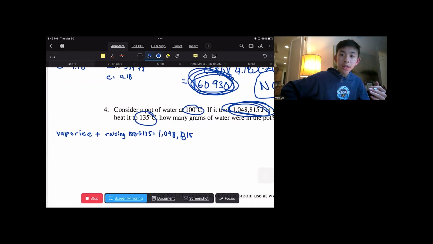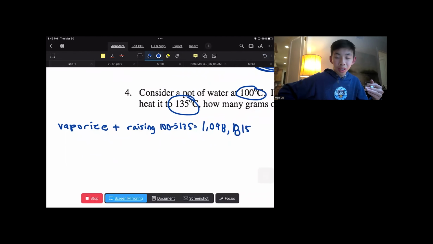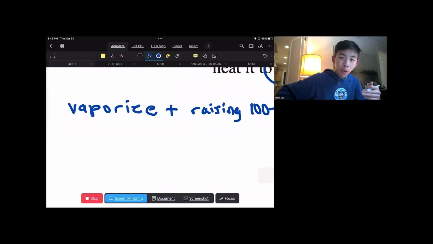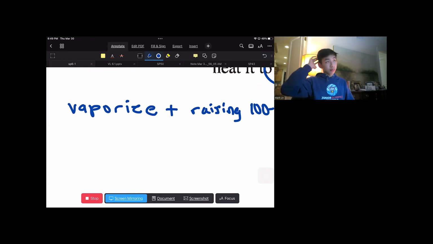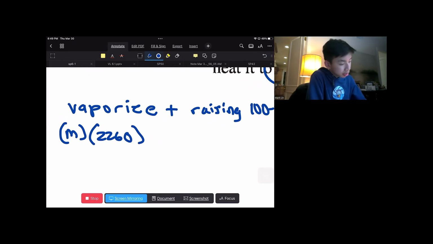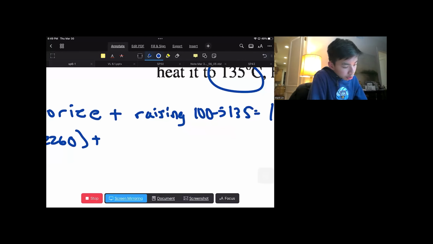So vaporizing is mass times the enthalpy of vaporization. Since it's water, the textbook is always going to give you this too, but it's going to be 2260. That's the enthalpy, the molar heat of vaporization. So it's mass times 2260, because we don't know the mass, we're trying to find it. Plus, to raise from 100 to 135, that's going to be another Q equals MC delta T, right?